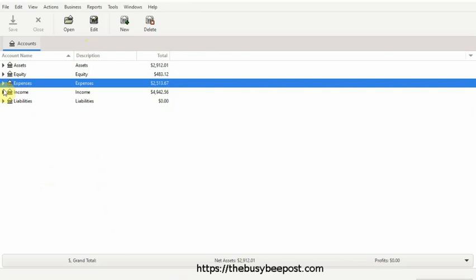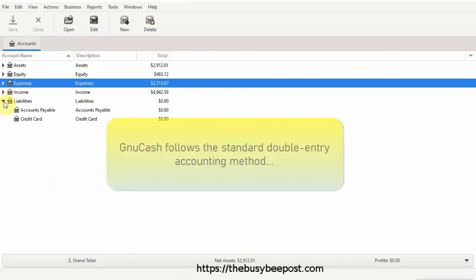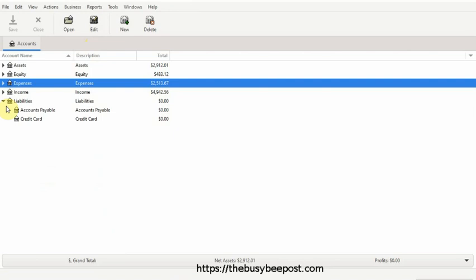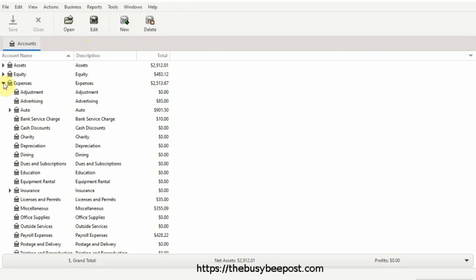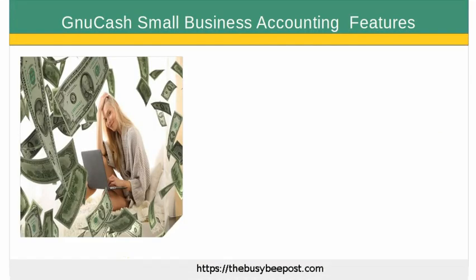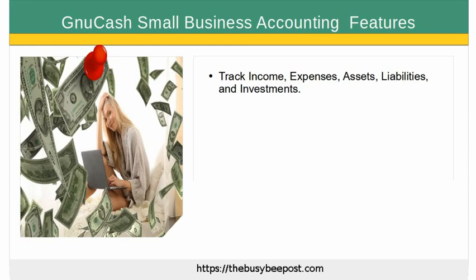One of the main key features of GnuCash is that it follows the standard double entry accounting method, which ensures that each transaction has an equal and opposite entry to maintain balance in your accounts. As with any good accounting program, GnuCash helps you keep track of those important business financial transactions, such as income, expenses, assets, liabilities, and investments.